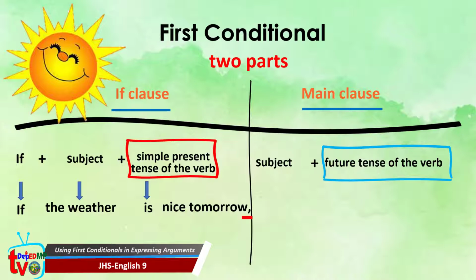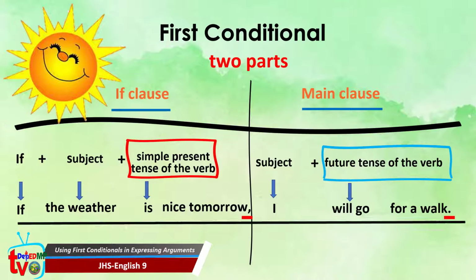To complete the meaning of the if clause, let's work on the main clause. Given the condition, if the weather is nice tomorrow, what will you do, if I may ask you? Let's say your answer is I as the subject, will go as the verb in the future tense, and for a walk as other words. End your sentence with a punctuation mark. Again, the main or result clause is I will go for a walk. Now let's put the two clauses together. It becomes: if the weather is nice tomorrow, I will go for a walk.